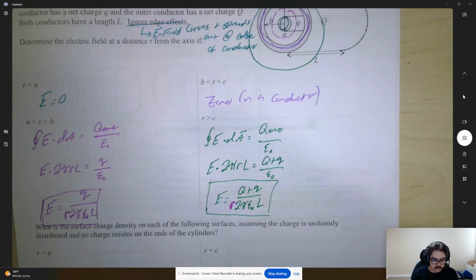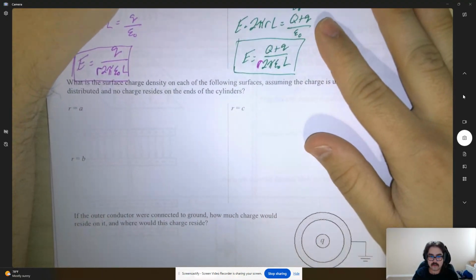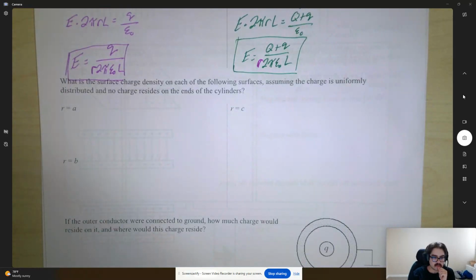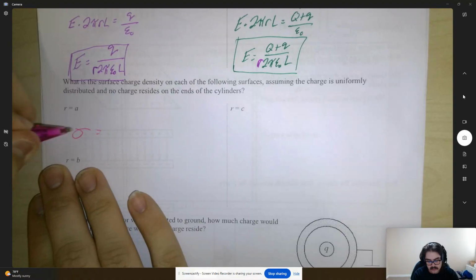What is the surface charge density on each of the following surfaces, assuming the charge is distributed and no charge resides on the ends of the cylinders? If you're at a distance A, that's going to be on the surface of the smaller cylinder. If you're trying to get that, the surface charge density is this, lowercase sigma.